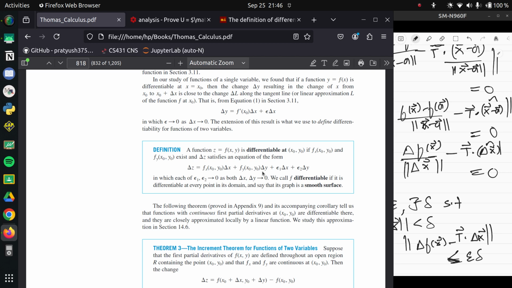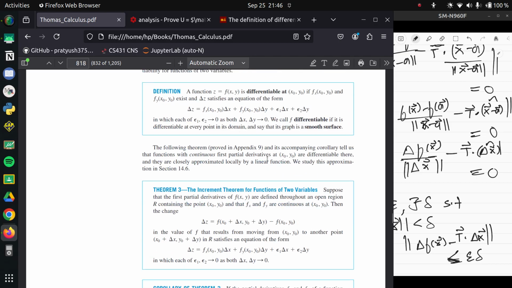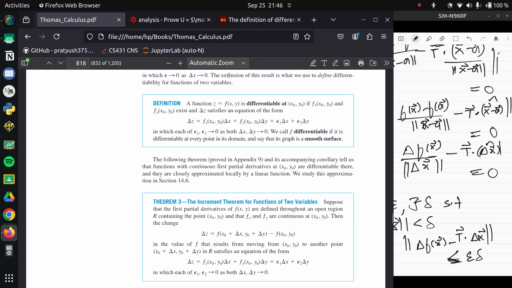What the hell? No, this is just some bad definition. You can't even apply it to get any sort of sane result. This doesn't make sense. So this is what Thomas calculates as differentiability.